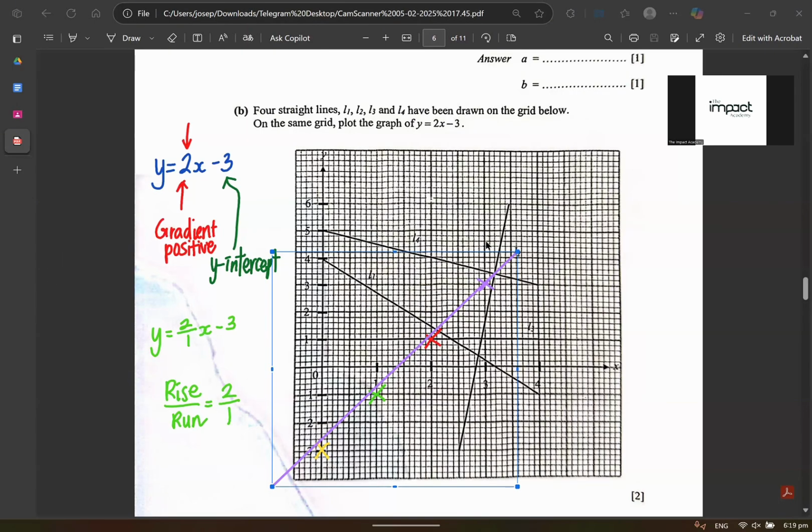Sorry, wait, I changed color. How did I change color? Sorry.